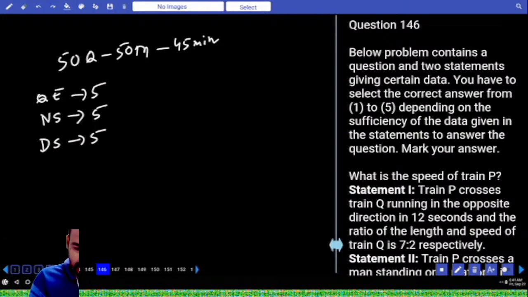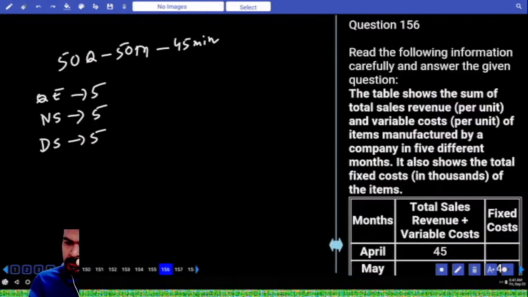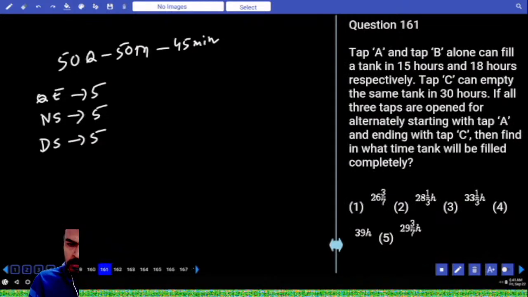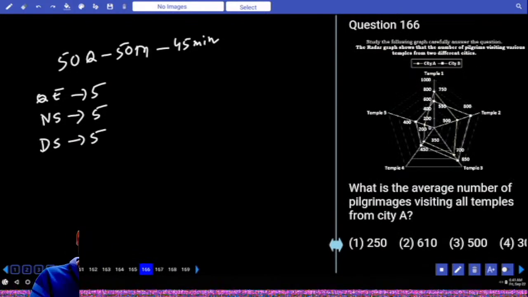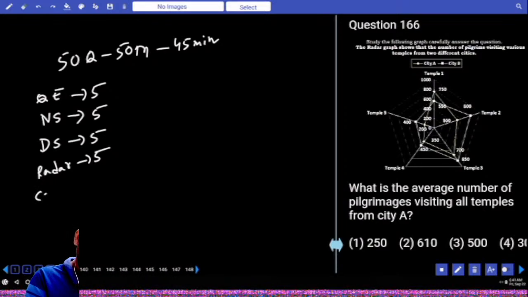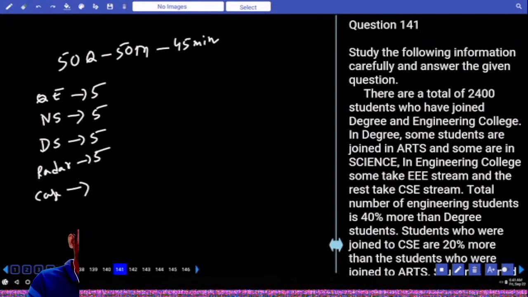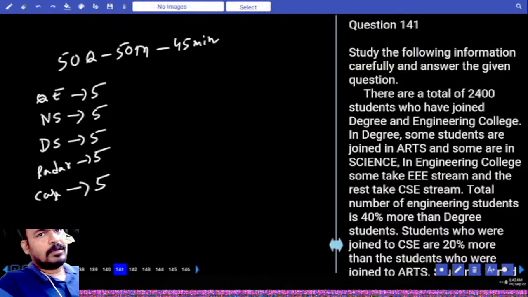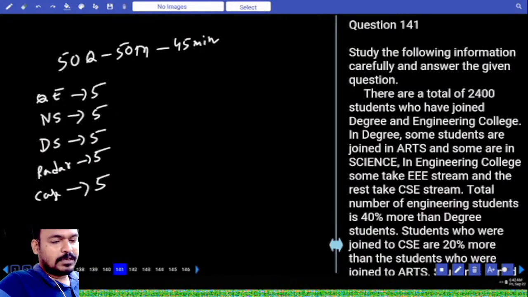Okay. Next one, 166 to 170, radar graph. Radar graph, how many questions? 5 questions. Okay. Next one, caselet, question numbers 141 to 145. Again, how many questions? 5 questions. 5 5s are 25 questions, completed in 25 minutes of timer. Almost we consider each one 1 minute, 25 questions, 25 minutes timer.